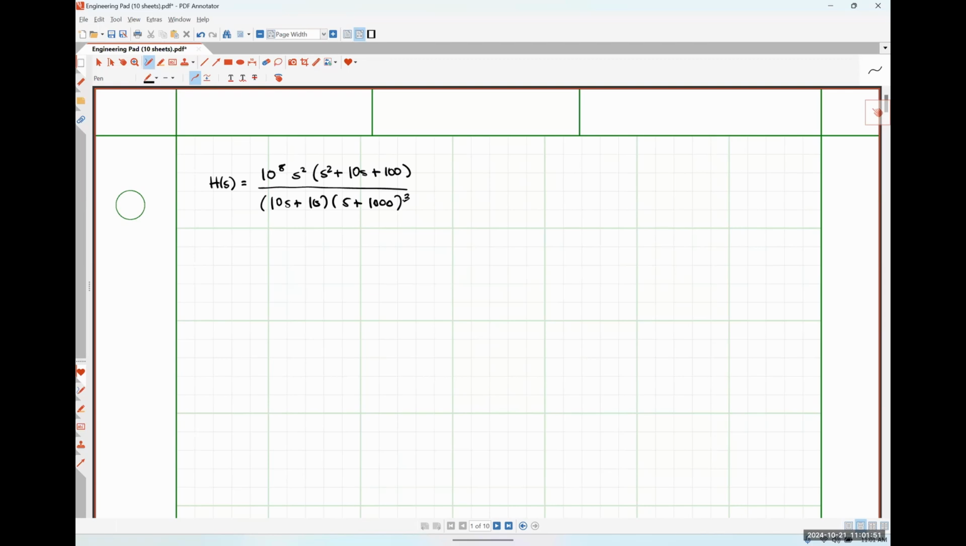Okay, so the first thing that I would want to do is to put this thing into standard form. So I'm going to factor a 100 out of this second term over here. So to me, that's going to give me 10 to the 8 times 10 to the 2 times s squared times s squared over 100 plus s over 10 plus 1.